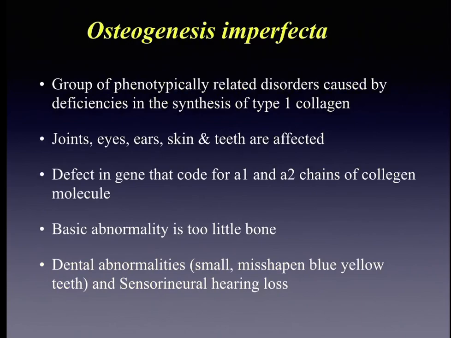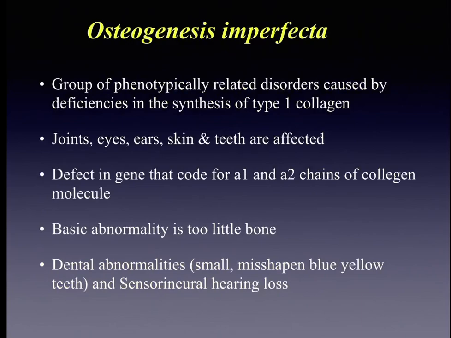Next, coming to osteogenesis imperfecta. These are a group of phenotypically related disorders which are caused by deficiencies in the synthesis of type 1 collagen. Here the basic abnormality is that there is too little bone, and it affects the joints, eyes, ears, skin and teeth. Dental abnormalities like small misshapen blue-yellow teeth and sensorineural hearing loss are the main clinical manifestations of osteogenesis imperfecta.